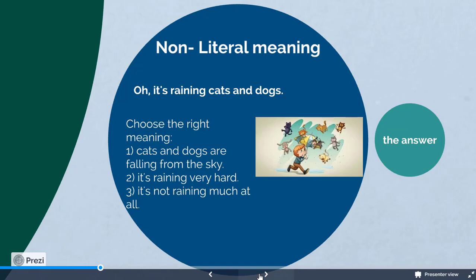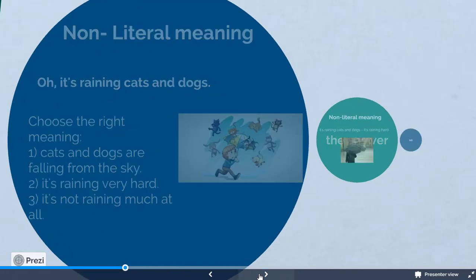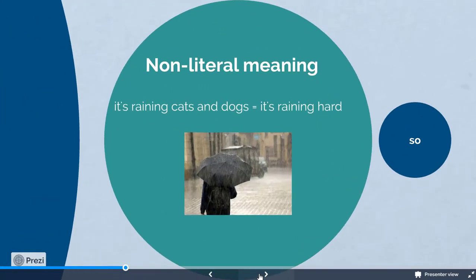The first one says, "Cats and dogs are falling from the sky." Do you think this is the right meaning of the sentence above? The second one, "It's raining very hard." And number 3 says, "It's not raining much at all." يعني لا تمطر نهائيا. So what is the right meaning of the sentence? Of course, it's raining cats and dogs. It means that it's raining hard.